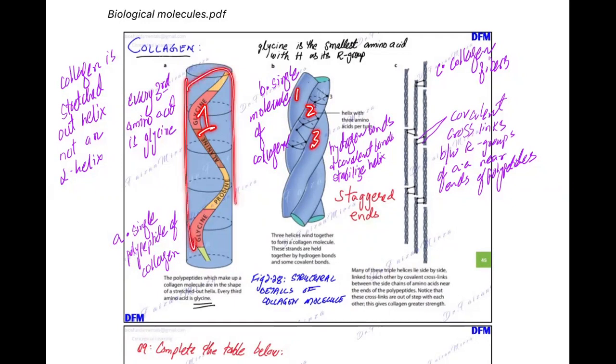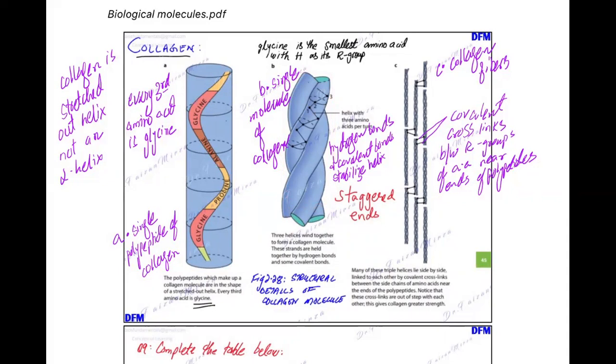So this one is a collagen polypeptide, a single polypeptide, and the three polypeptides turn together to form a helix, not an alpha helix, but a helix with staggered ends. This is called a collagen molecule. Since it has three polypeptides twisted around one another, it follows a quaternary structure, because quaternary structure is where more than one polypeptide turns around each other to form a three-dimensional structure.